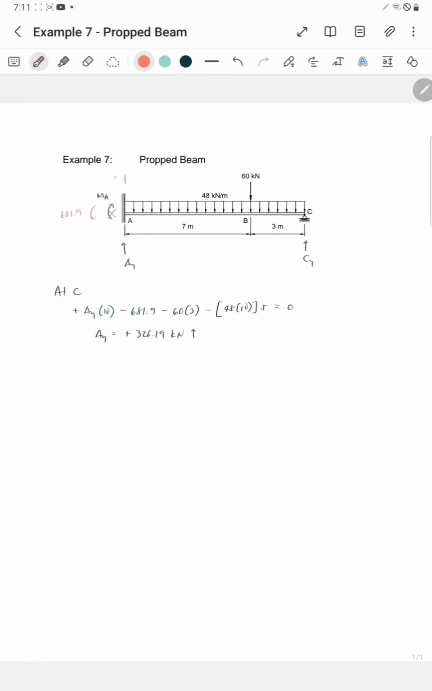Next, we cut at A, then moment left equals moment right. So at point A, moment left is downward, so negative 681.9, then equal to moment right of A. Due to the reaction CY upward, the moment is positive, CY times 10. Due to the concentrated load downward, negative 60 times 7. Due to the distributed load downward, negative 48 times 10, and the lever arm is 5. So CY is equal to positive 213.81 kilonewtons. Positive means upward, tama ang assumption.